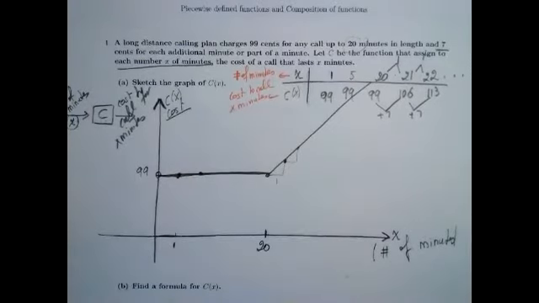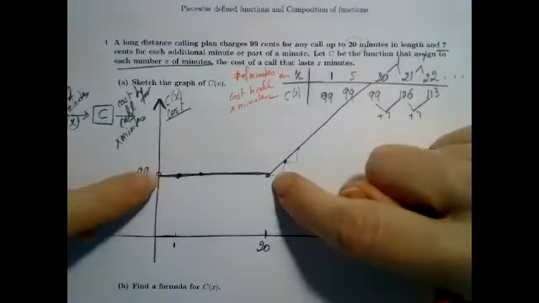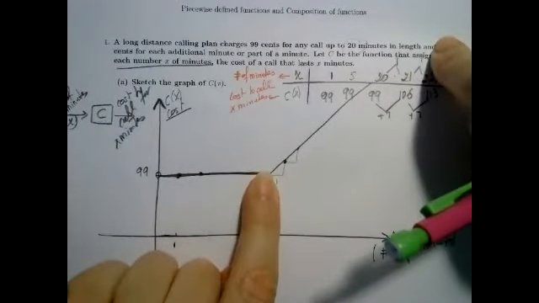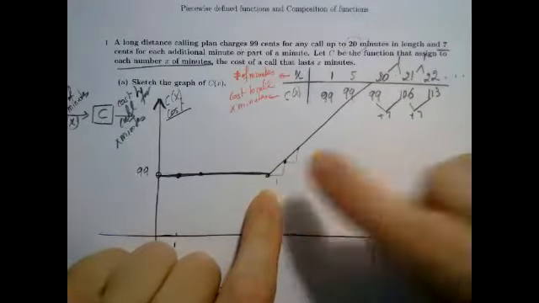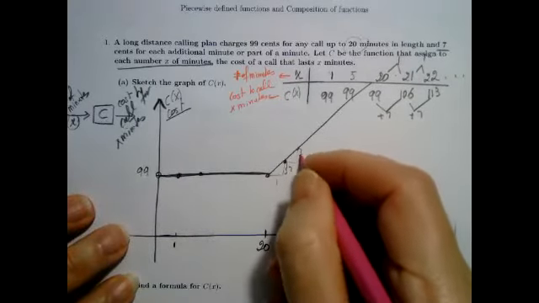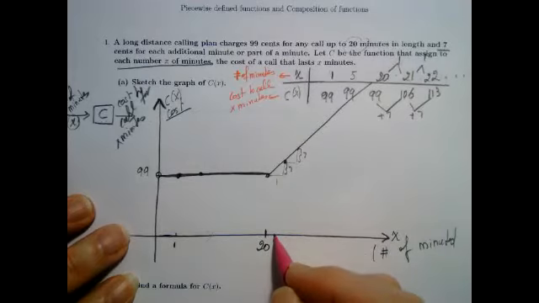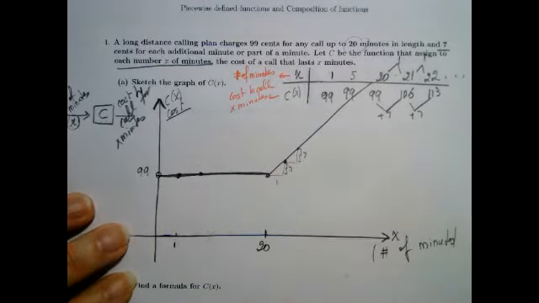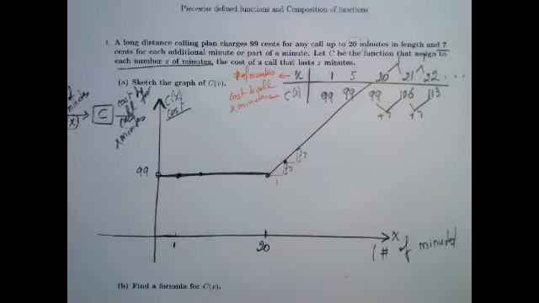That's a typical piecewise defined function. So the function is constant up to here. And after that, it's going to take off. I mean, not take off. For every extra minute, you're going to add 7 cents. Another one, 7 cents. If you take half a minute on top, then it's half of 7, which is 3.5. That's really how it works. Okay. Part 2 is find a formula for C of x.